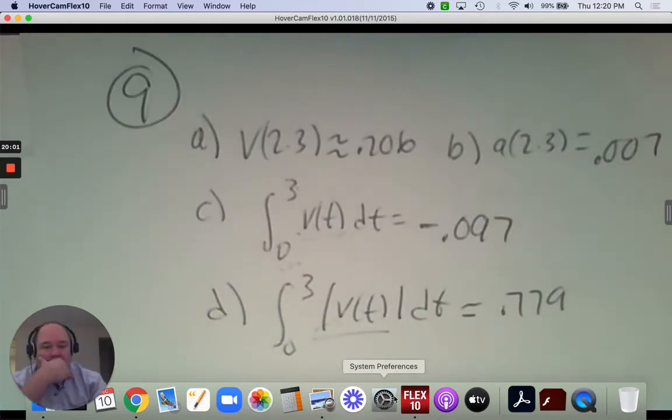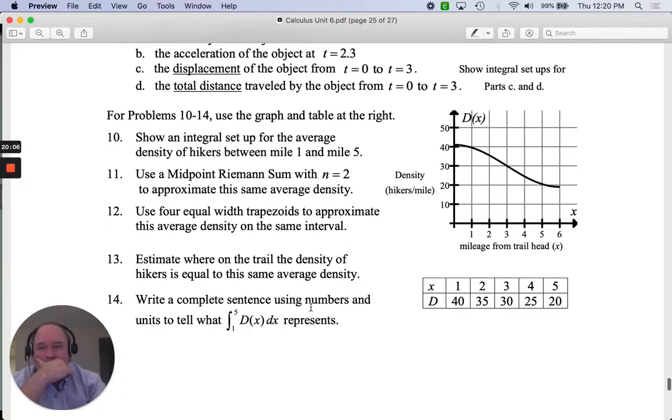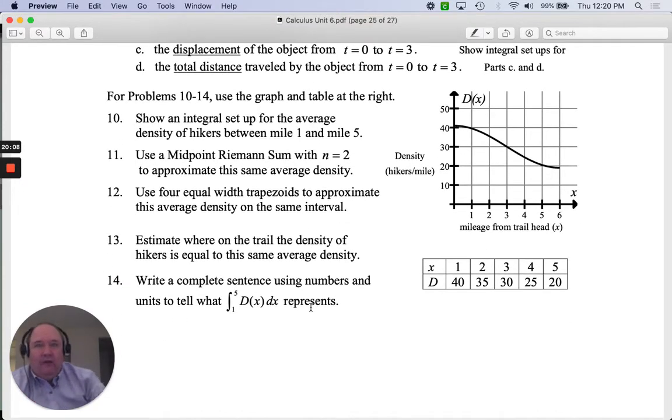All right, let's look at number 10. So in number 10, you have a graph. And it's a rate graph. It says show an integral setup for the average density of hikers between 1 and 5 miles. So the average density is another way of saying average value. That's an integration question. So we're going to integrate from 1 to 5. And we're going to integrate this rate function, which is d at x. So we're going to write it as d at x dx.